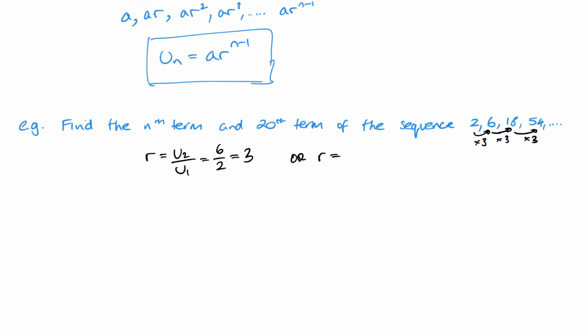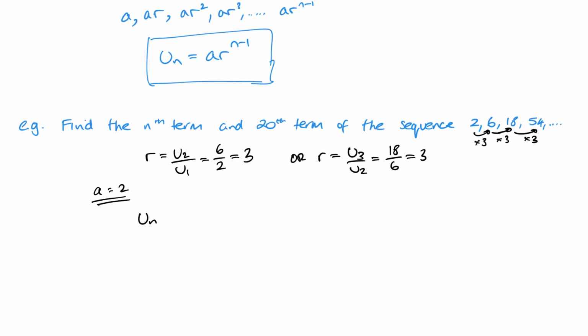Or I could have said take the third term and divide by the second term. 18 divided by 6, 3. It doesn't matter which terms you take as long as you're taking two terms that are consecutive, and then you do the later term divided by the previous term. So that's how you find R. Obviously in this case A is 2, so that's nice and easy.